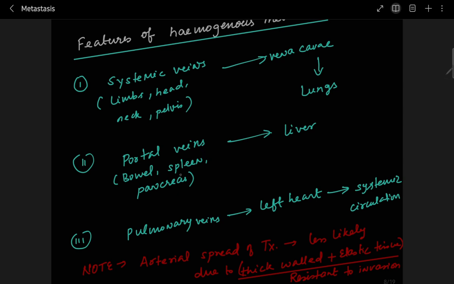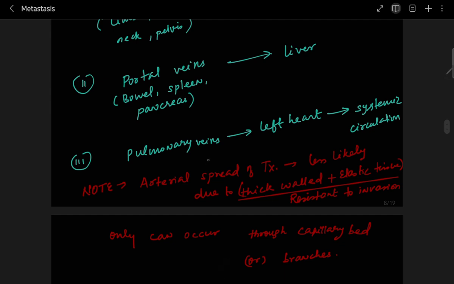So if there is any primary tumor in those areas, it will cause secondary tumors in the liver. Similarly, the pulmonary veins drain into the left heart, and then from the left heart the blood goes to the systemic circulation. So secondary masses can be formed elsewhere in the body.